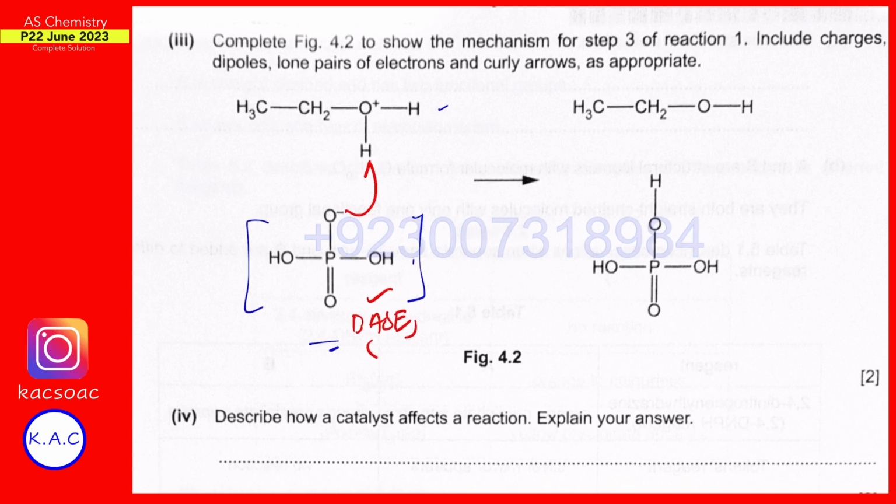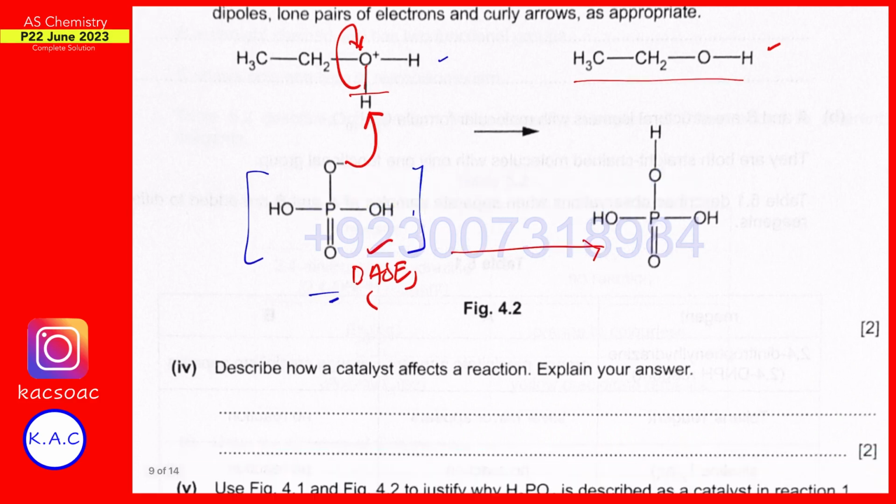So it will abstract this hydrogen, and this bond will be shifted towards the oxygen atom to make a normal neutral alcohol and phosphoric acid back. This is the elimination mechanism, and this negative charge will attack the hydrogen atom, and the hydrogen will leave its bond towards the oxygen, so this OH bond will be shifted towards oxygen, and there is the formation of a neutral molecule. So here's the mechanism.